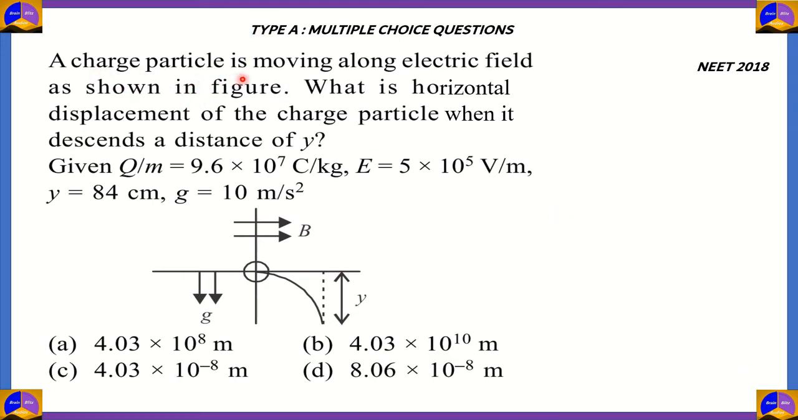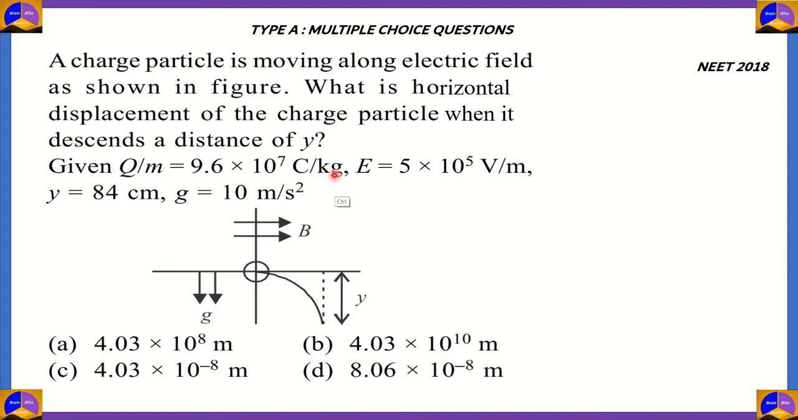A charged particle is moving along the electric field as shown in the figure. What is the horizontal displacement of the charged particle when it descends a distance of y? So as you can see, the particle is undergoing a parabolic path, and so therefore we need to find out the horizontal displacement when it descends a distance of y. And we know that Q by m is given as 9.6 into 10 raised to 7 coulomb per kg. E is 5 into 10 raised to 5 volts per meter. Y is 84 centimeters, and g is 10 meters per second squared.